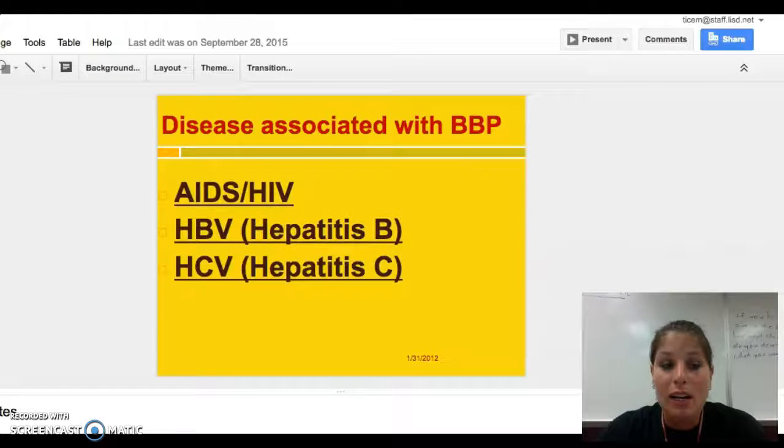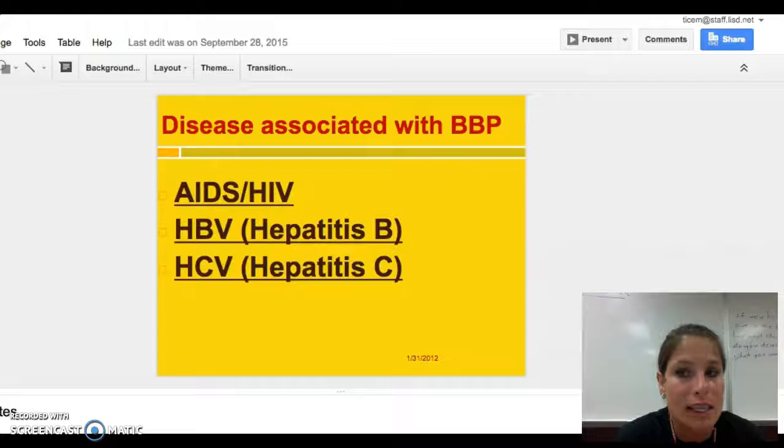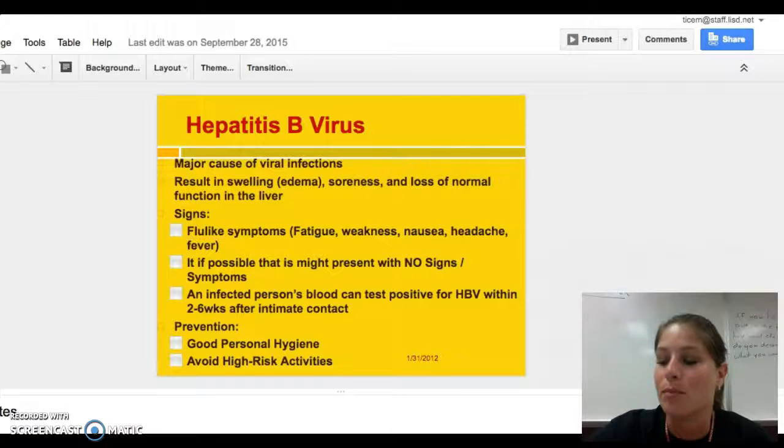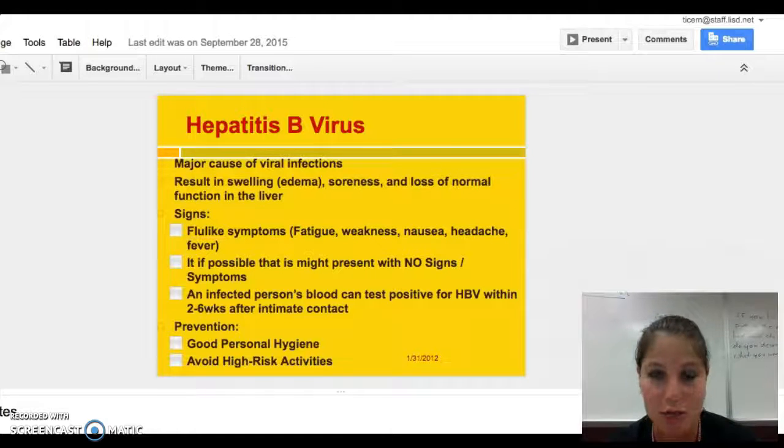Okay, so we're going to talk a little bit about a couple diseases. There are tons and tons of things that can get transmitted from one person to the next, but we're going to hit three very important conditions. The first one that we're going to talk about is hepatitis B. Hopefully some of you remember that you've gotten hepatitis shots as you've been going through school.